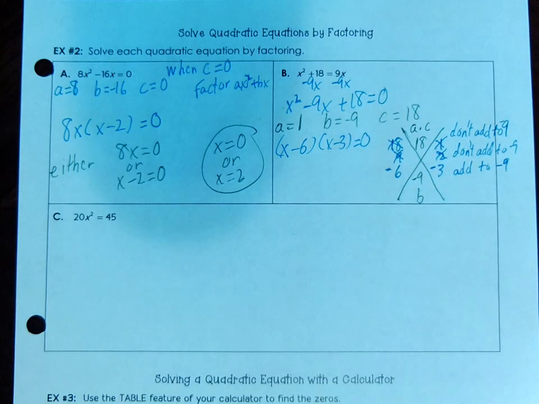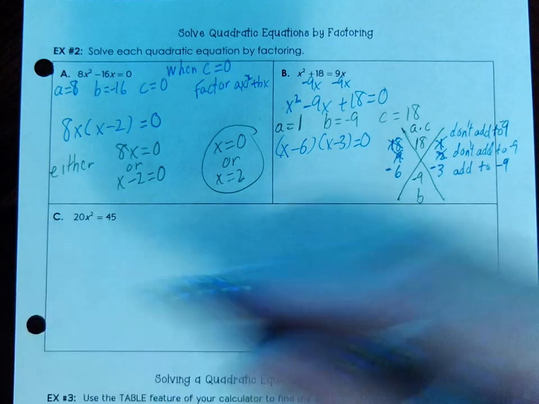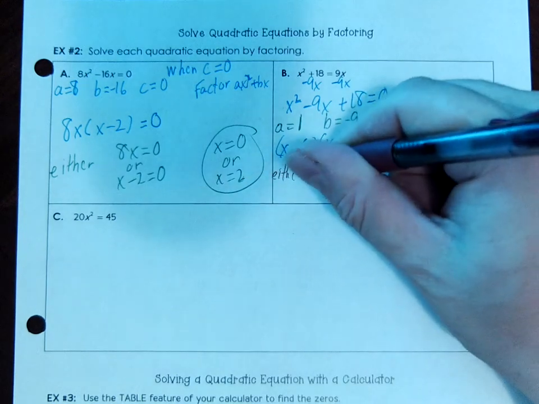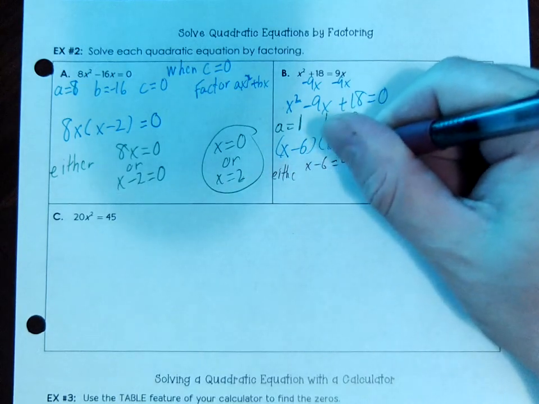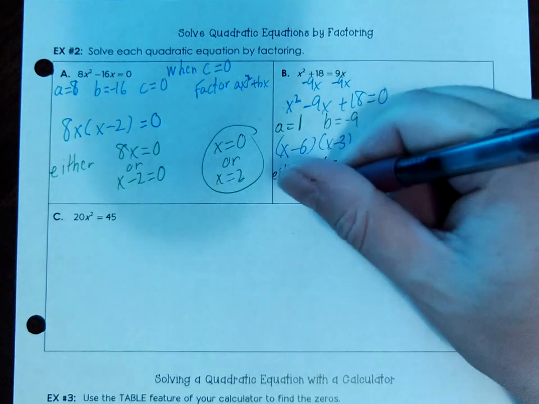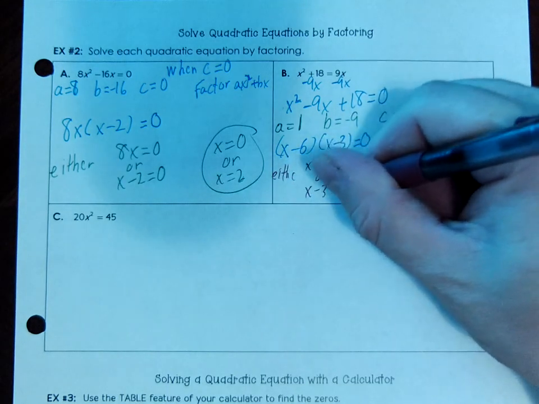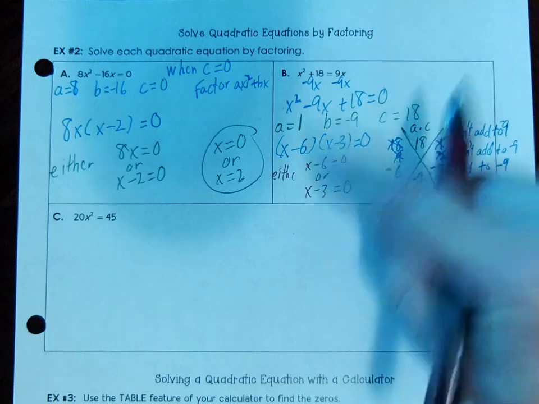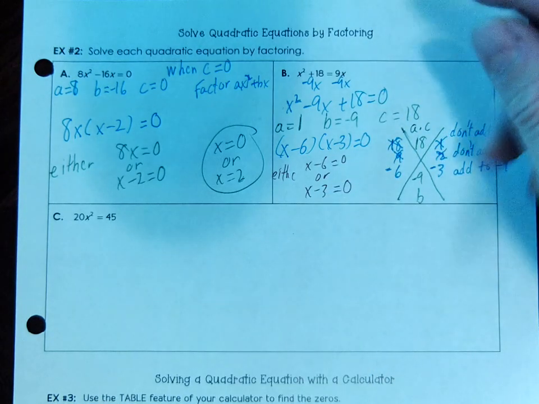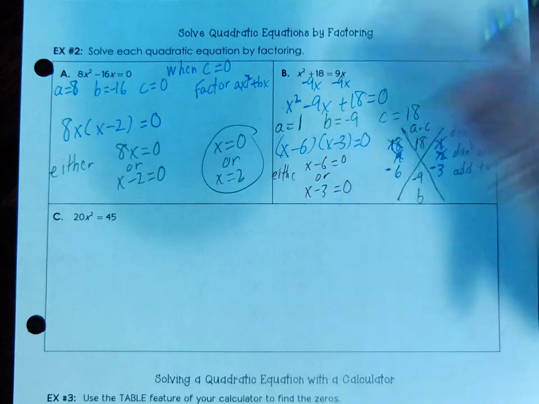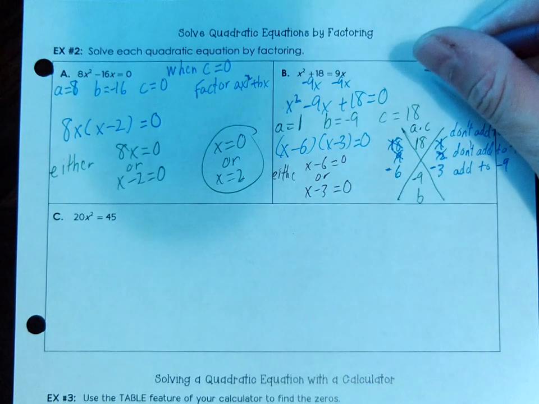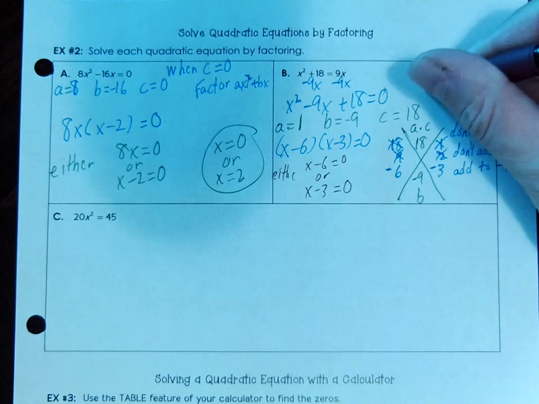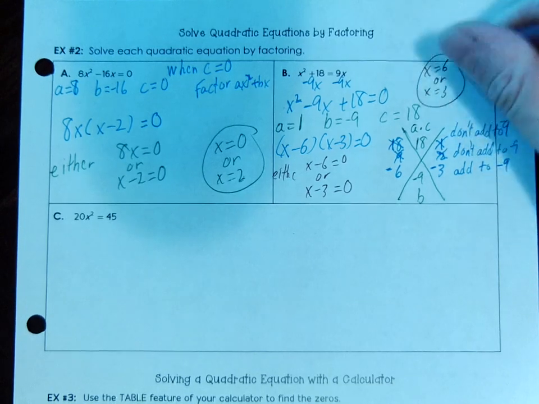So again, what that tells us, once we write that part down, is that either x minus 6 is 0 or x minus 3 is 0. Which means that x is equal to 6 or x is equal to 3, because we add 6 to both sides and we add 3 to both sides on that second equation. So x is equal to 6 or x is equal to 3.